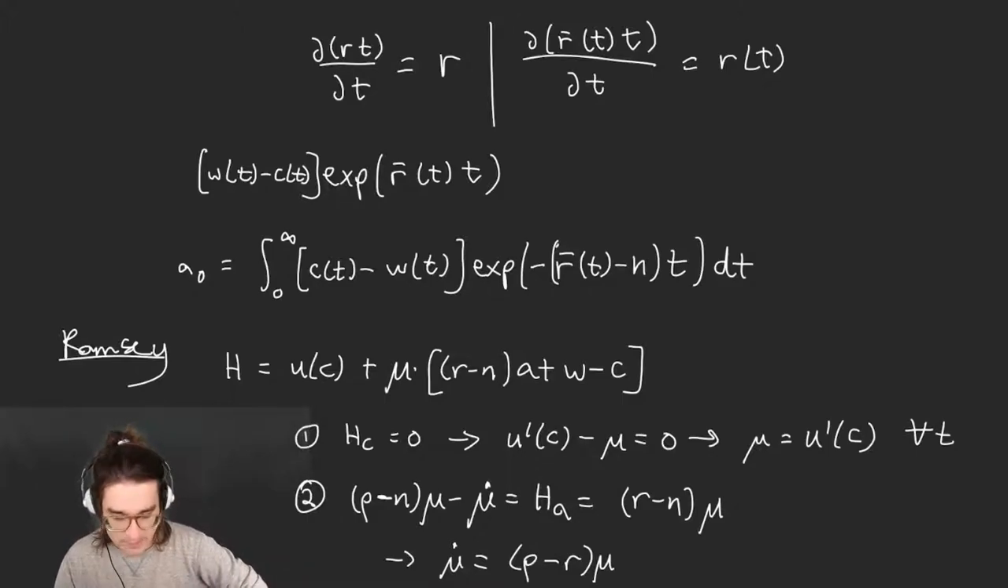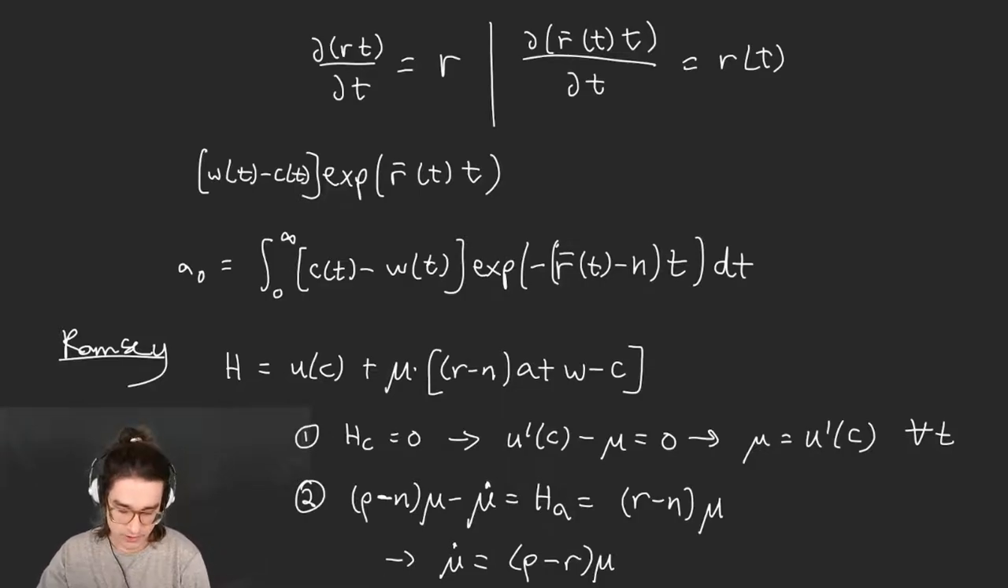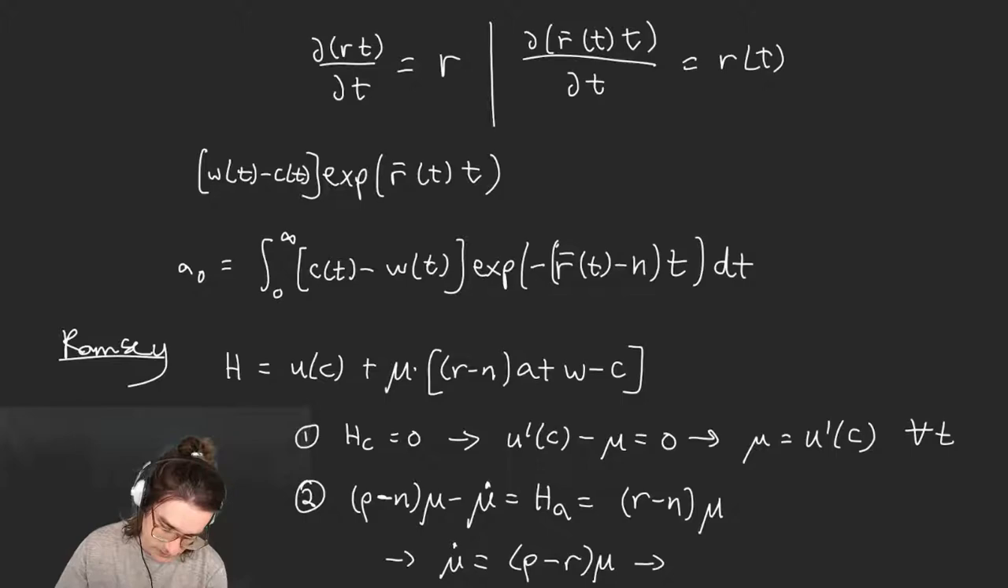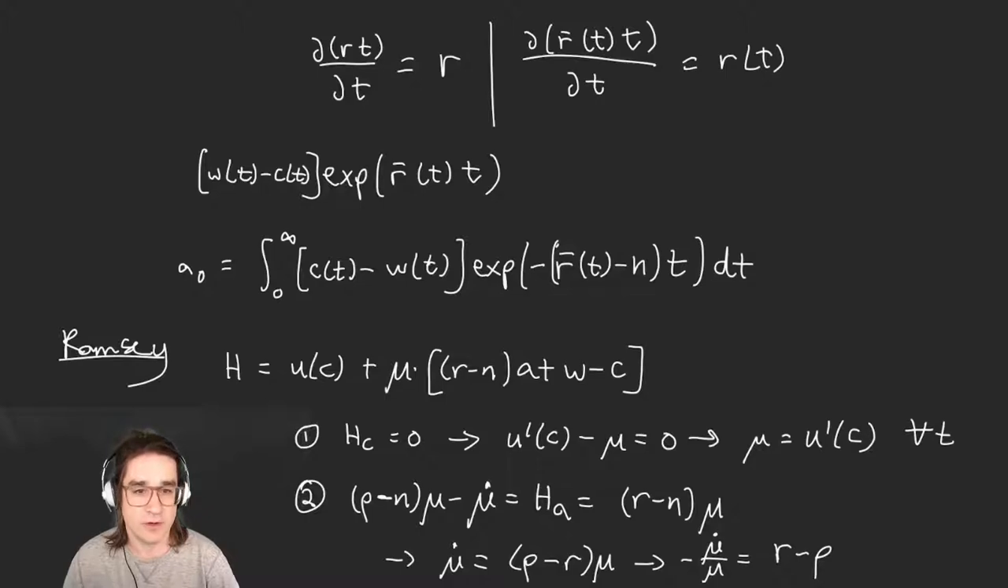You're going to get some stuff involving mu and c, and not a explicitly, but implicitly. And we just want to eliminate mu. So this equation on the bottom, just one more line here, implies that minus mu dot over mu, we'll see why in a second, is going to be equal to r minus rho. So this really tells us something specific about the growth rate of mu.